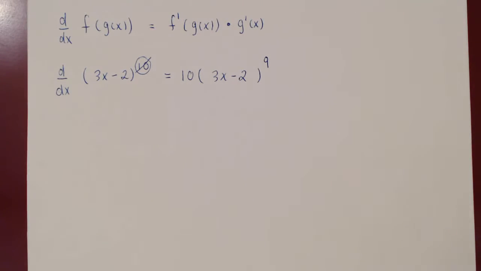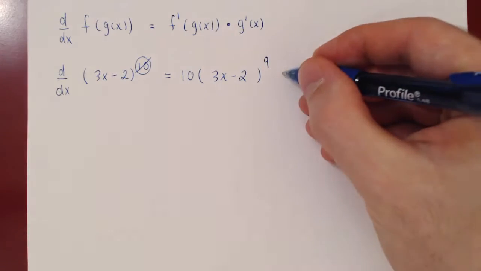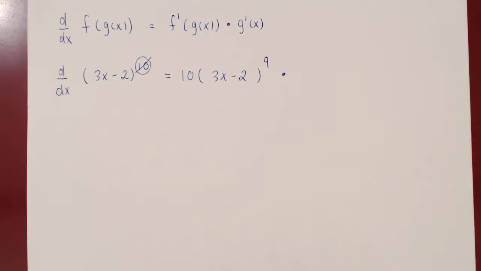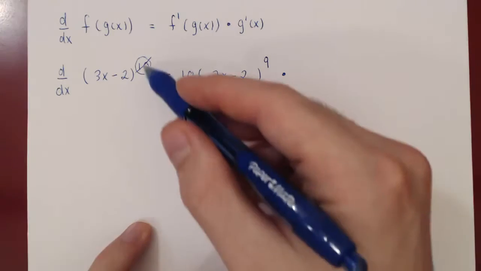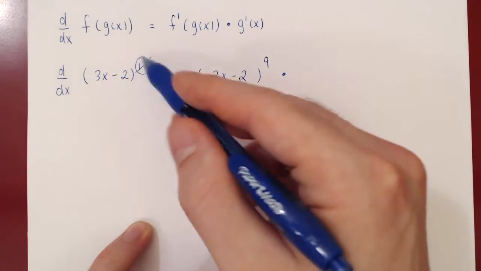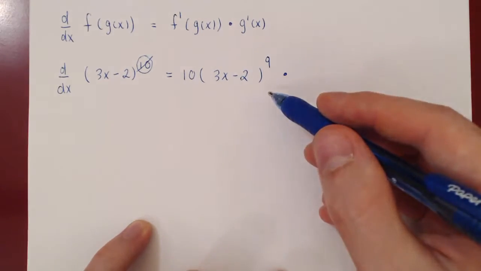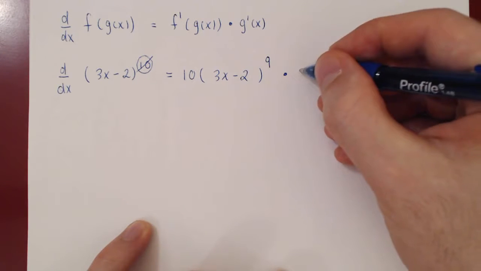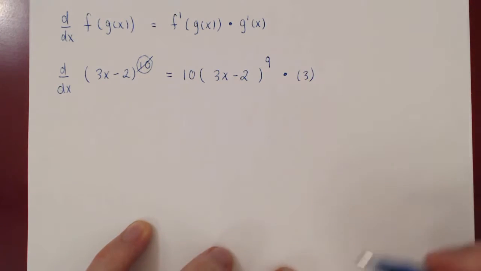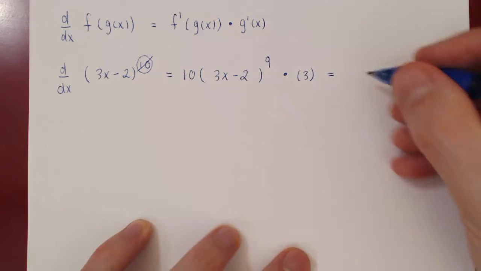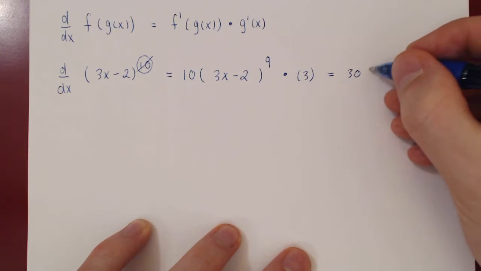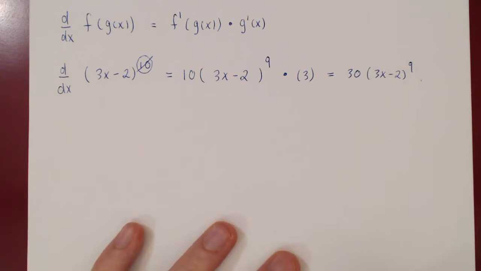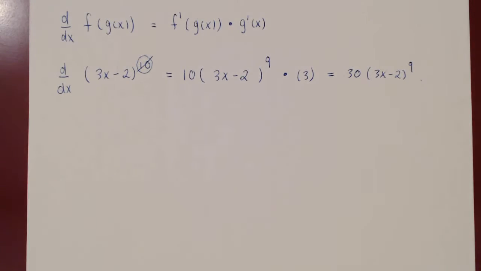And the chain rule says quite simply, multiply what you have so far by the derivative of the inside, whatever is left over. So we took the derivative of the outside function, power of 10, that's gone, and we multiply what we have so far by the derivative of what's left over. The derivative of 3x minus 2 is simply 3. And we can write, finally, 3 times 10 is 30. So all we have is 30 times 3x minus 2 to the 9th power. And there you have it, the derivative of this function.